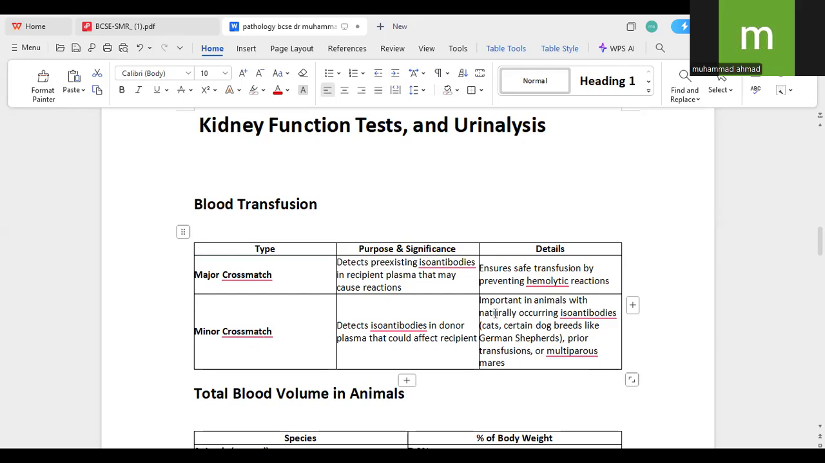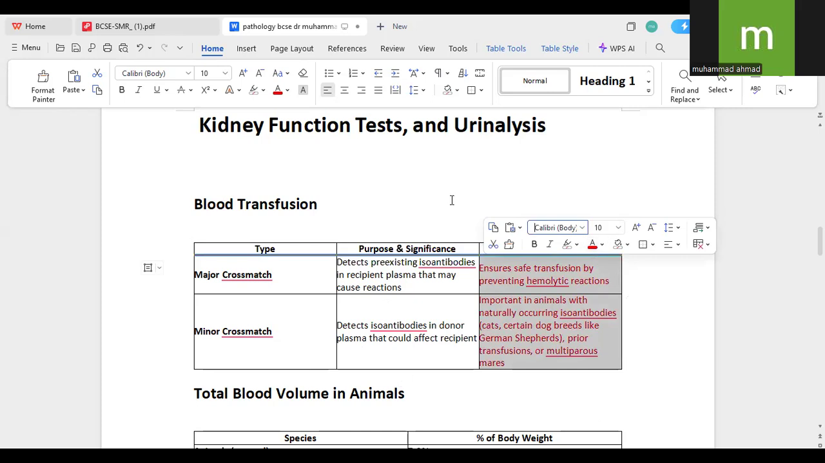Minor cross match is important in animals with naturally occurring antibodies, like in cats, certain dog breeds like German Shepherd, and repeated transfusions and multiparous animals. This condition is important. So before blood donation, we have to go for the major cross match. But if we know there is a certain cat breed, a dog breed like German Shepherd, or there may be a multiparous animal, we should also go for the minor cross match.